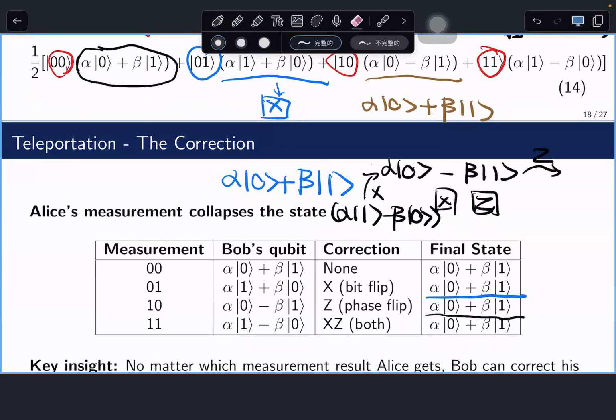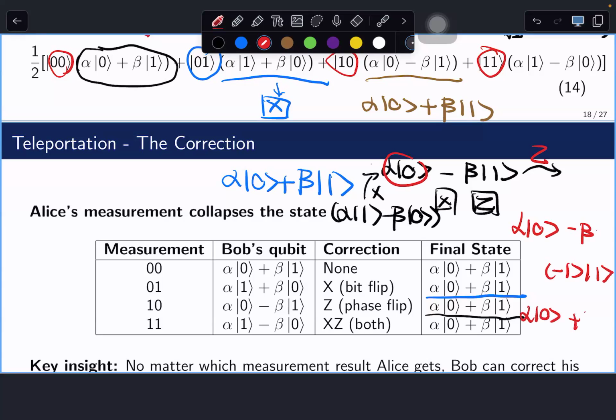I should use red pens to make it more clear. So Z gate on |0> is still |0>. Z gate on |1> is minus |1>. So the first term is still alpha |0>. The second term, beta |1>, will become beta times -1 |1>. So what we get is still alpha |0> plus beta |1>.